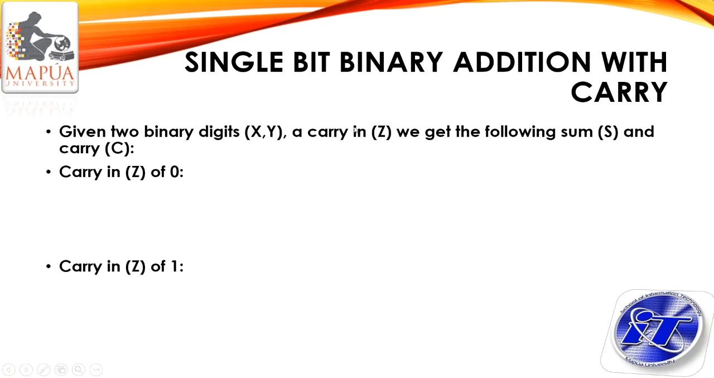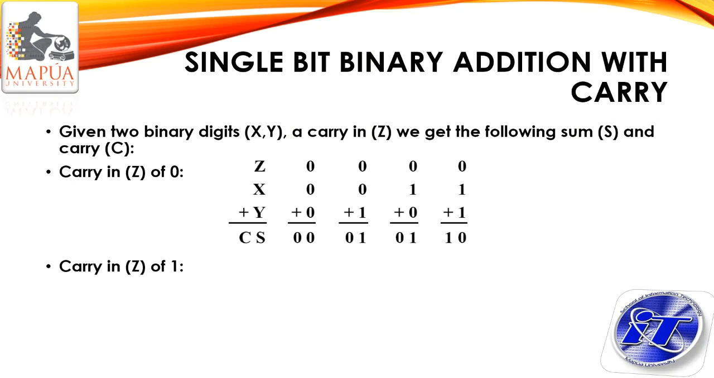Okay, so z is different from c. Z means carry from the lower position, while c will be carried to the next higher position. So let's consider first z equal to 0. So nothing to add from the previous or from the lower position. So let's have this. So z plus x plus y.